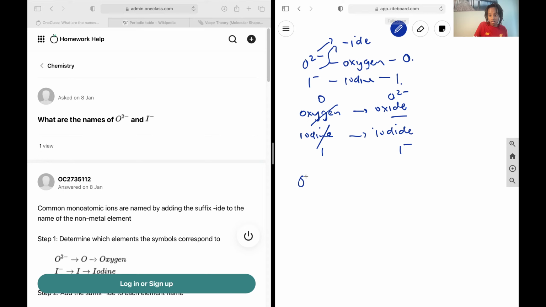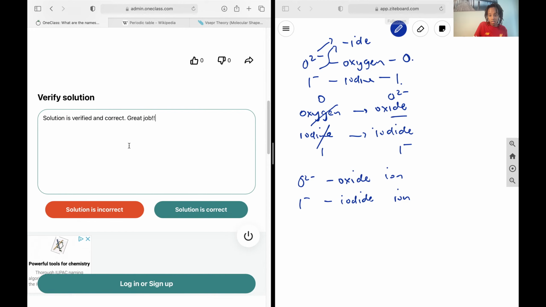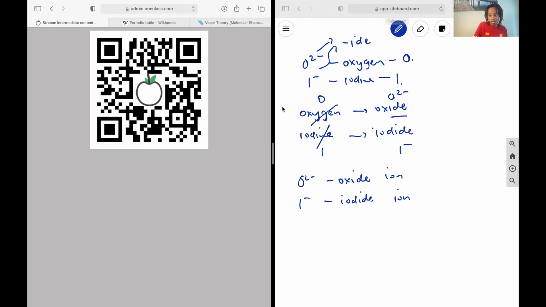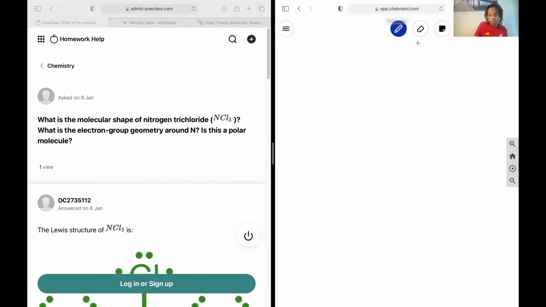So the two names are O2- is called oxide ion, and I- is called the iodide ion. And that's it for this question. Next up, we'd like the molecular shape of NCl3 and the electron group geometry around N. Is it polar or nonpolar?